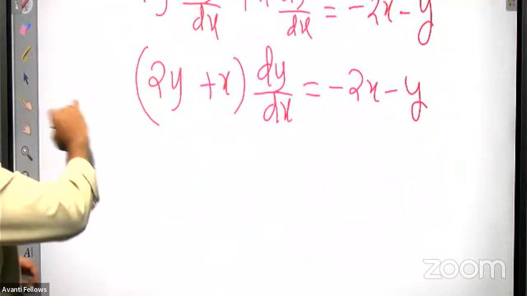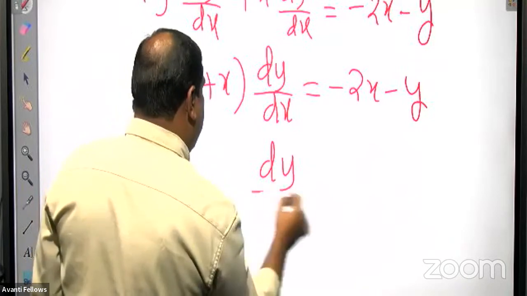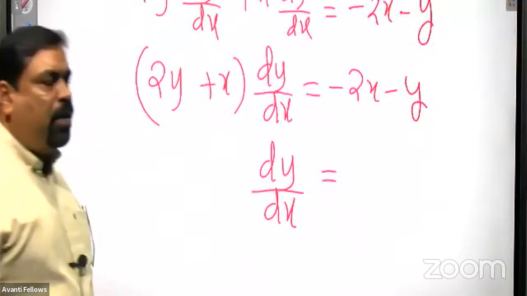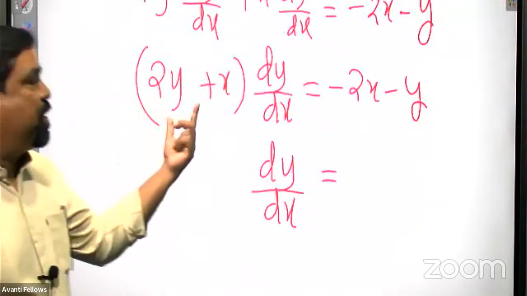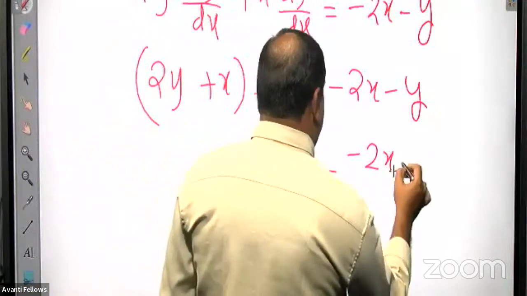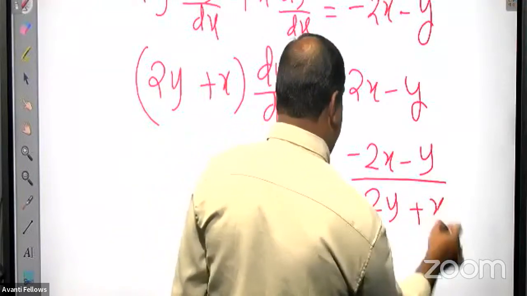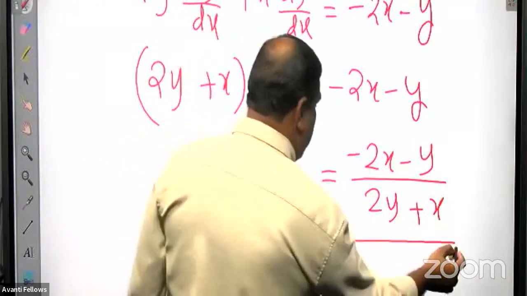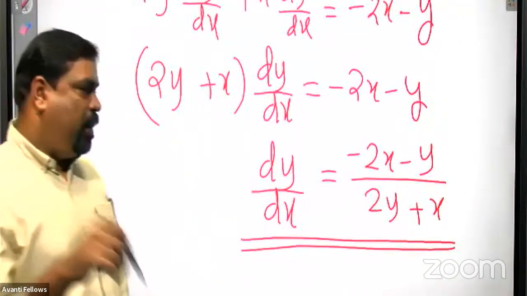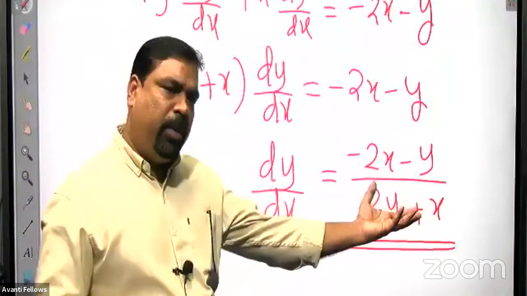Now, how to find dy by dx? Only keep dy by dx here. The term with dy by dx is 2y plus x, so that should be taken to the right side. That means dy by dx equals minus 2x minus y divided by 2y plus x. So this is the value of dy by dx. The answer contains x and y both together, no problem.